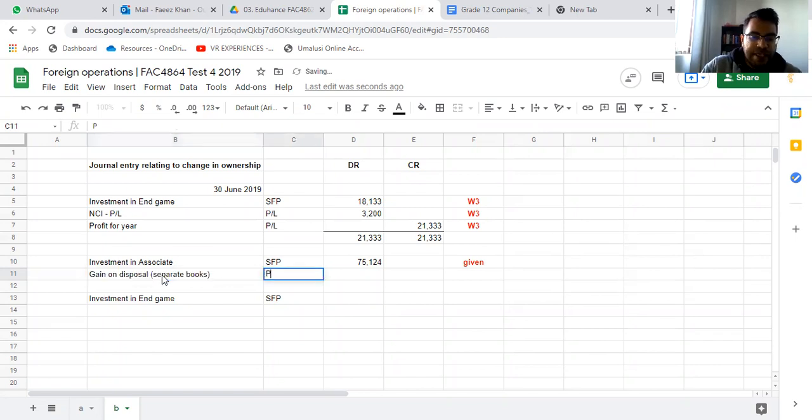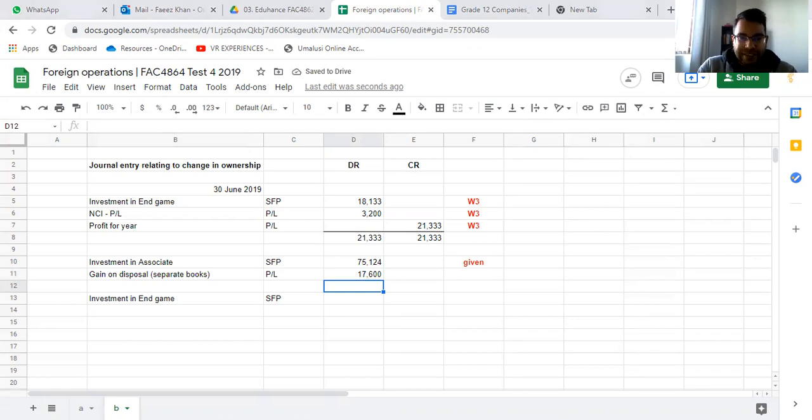That is a P&L number. The gain that the parent made would have been a credit balance, so to eliminate it, we need to debit it. We can simply use what the group accountant calculated, and he calculated 17.6 million.